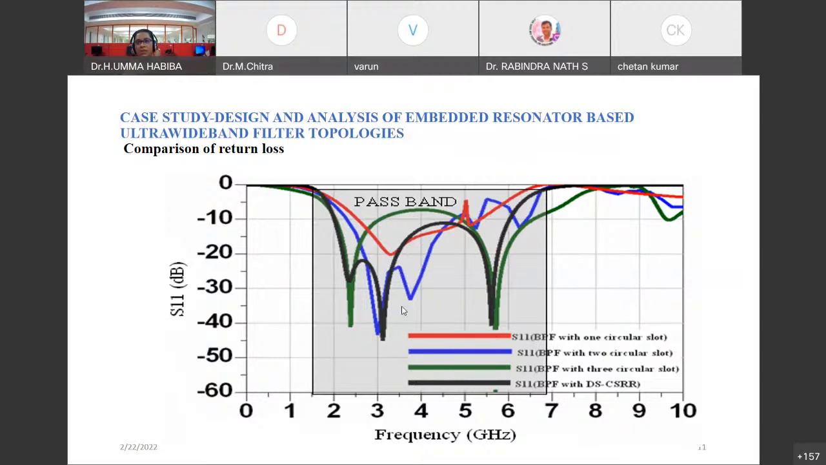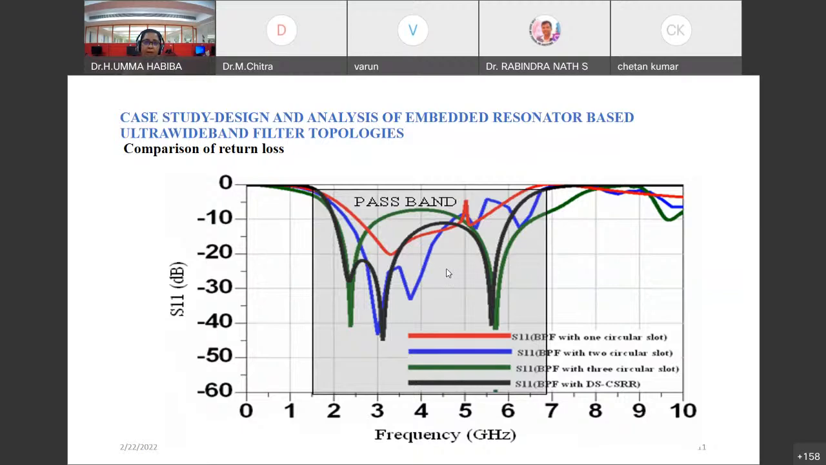For example, if you consider this return loss performance, this blue color says it is two circular slot. Yes, this two circular slot return loss performance is very good compared to all other results. Like that, we can do some comparison results analysis and all. So these will come under literature only, because all these works are already existing work.